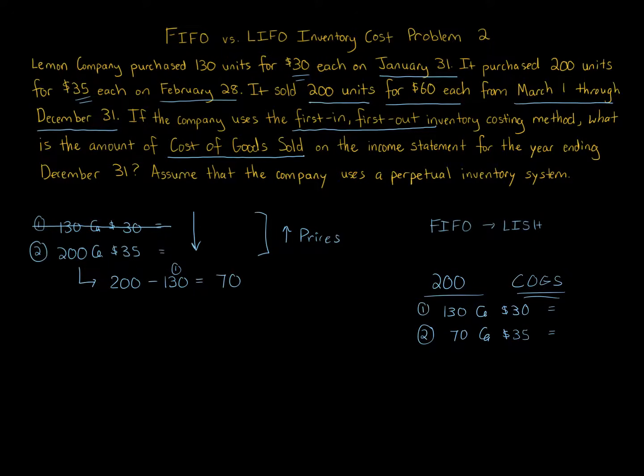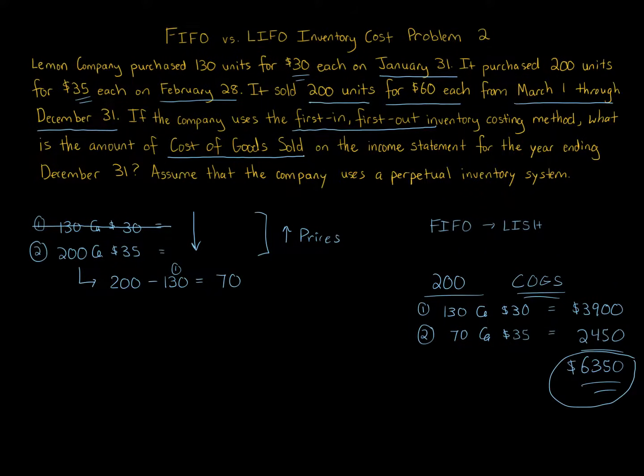So 130 at $30 is going to be $3,900. And then 70 at $35 is $2,450. When we add those numbers together, we get $6,350. And that is our answer. The cost of goods sold is $6,350.